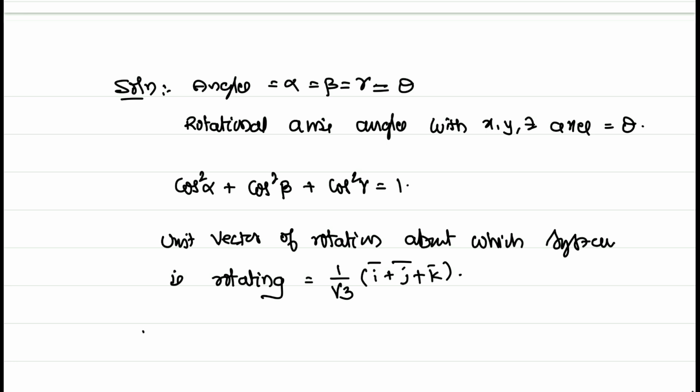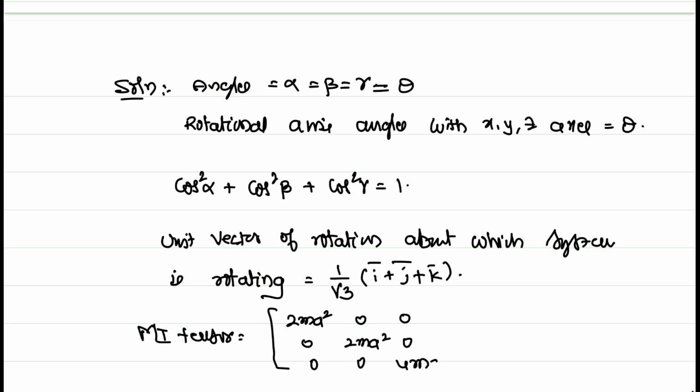And the moment of inertia tensor, as we have calculated: Ixx is 2ma square, others are 0 because of the symmetry, and Iyy is 2ma square, others are 0 because of symmetry, Izz is 4ma square. This is I.